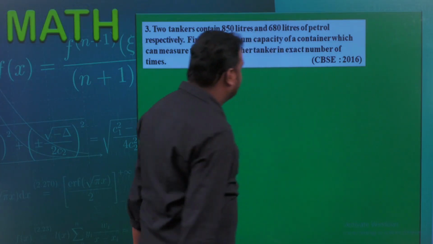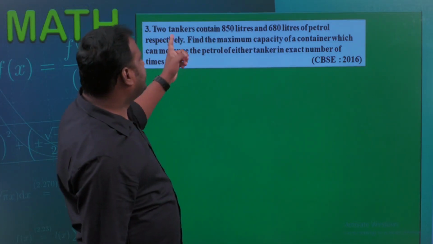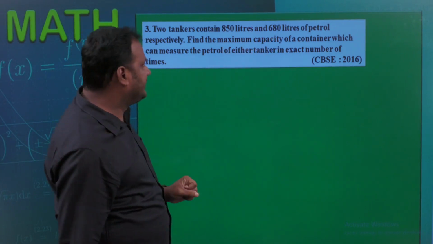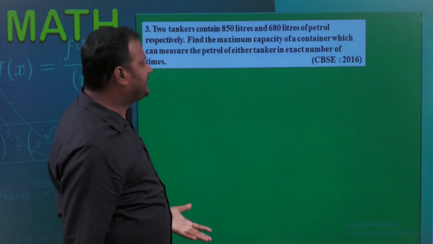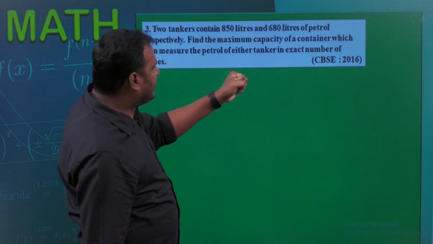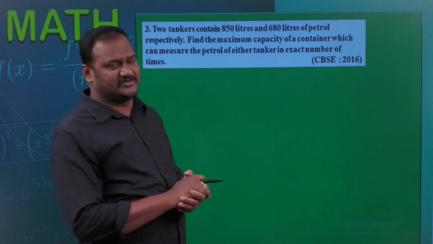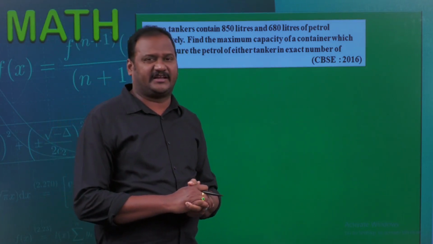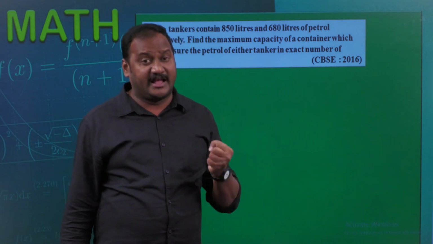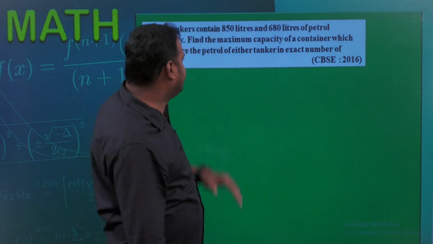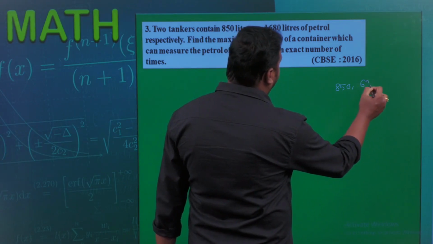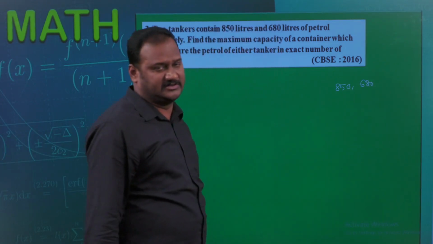So moving on to the next problem here. Two tankers contain 850 liters and 680 liters of petrol respectively. Find the maximum capacity of a container which can measure the petrol of either tanker in an exact number of times. This is sometimes a confusing thing, what has to be done exactly. I have taken two numbers, 850 and 680.